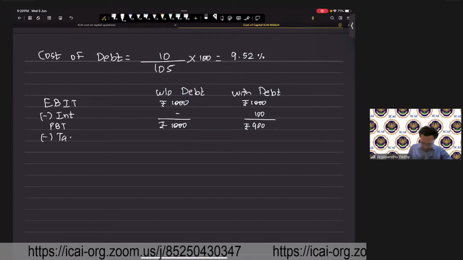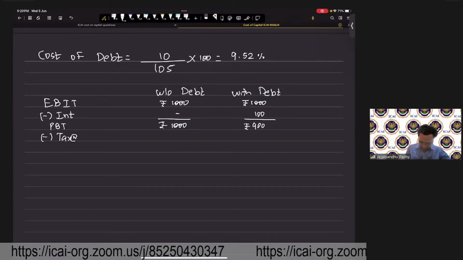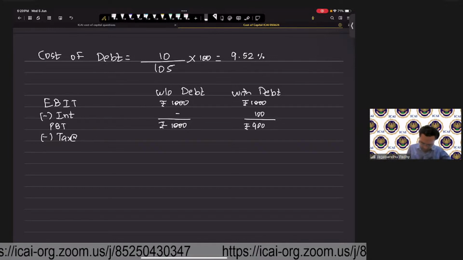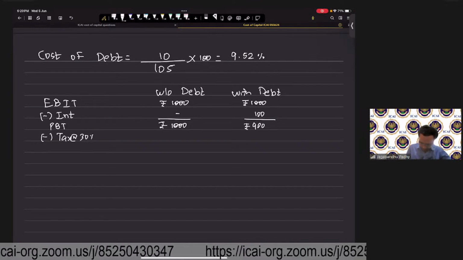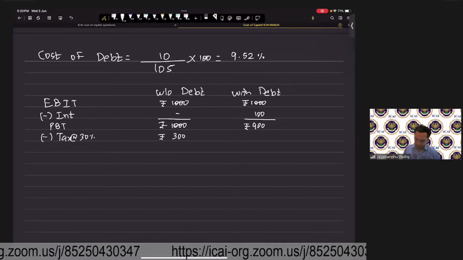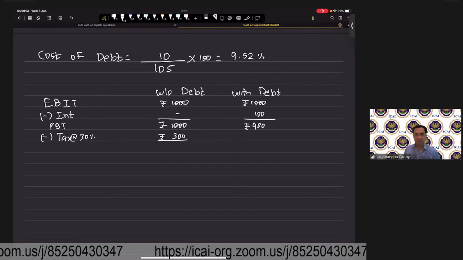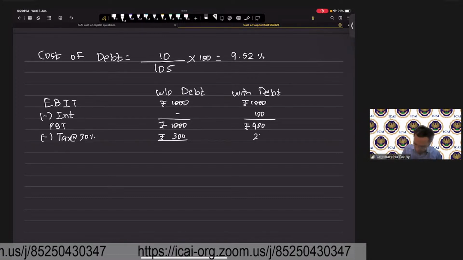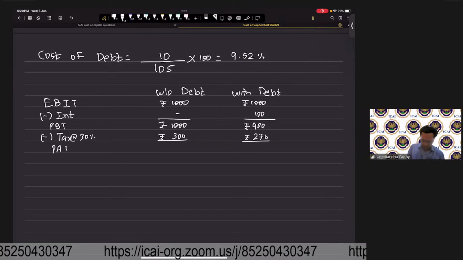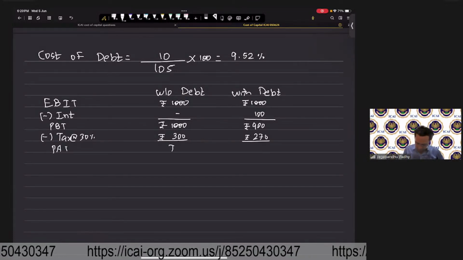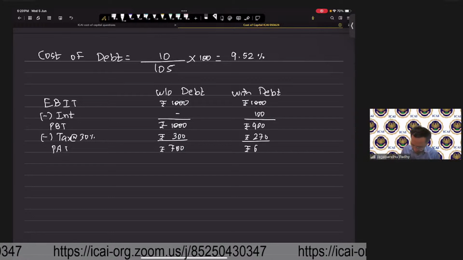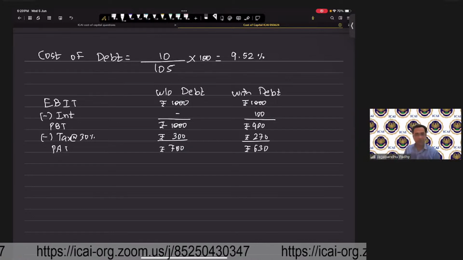From that, we are going to reduce the tax. Let's say tax at the rate of 30%, which is generally accepted. 300 is the amount of tax, and when you have debt, you're supposed to be paying 270 as tax. Now, after you subtract that, you get the PAT. So PAT works out to be 700, and with debt, the PAT is 630.